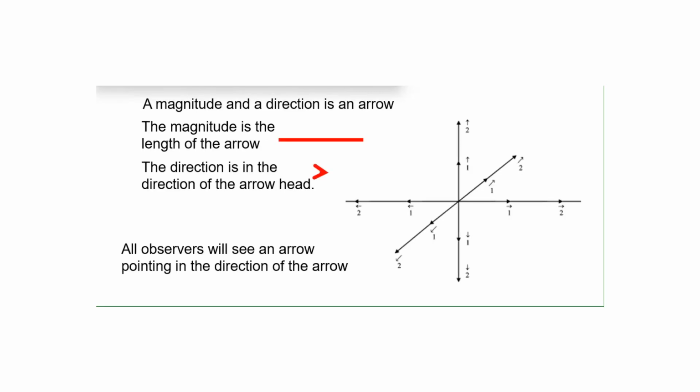A magnitude and a direction is an arrow. The magnitude is the length of the arrow. The direction is in the direction of the arrow head. All observers will see an arrow pointing in the direction of the arrow.